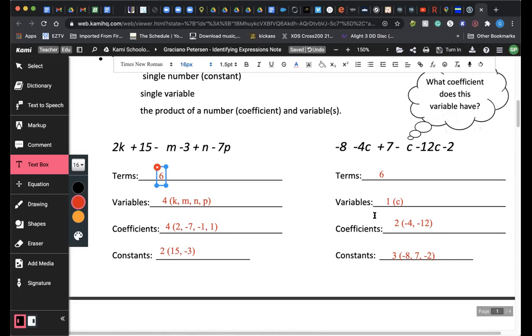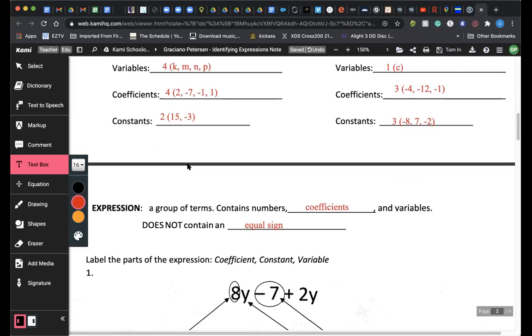The same thing is missing over here in this term, because we left off this coefficient, the -1 in front of the variable. So don't forget, always include a coefficient of 1 for those variables that don't have a visible coefficient. If there's no visible coefficient, there is always a coefficient of 1 or -1. Okay, just a reminder there.